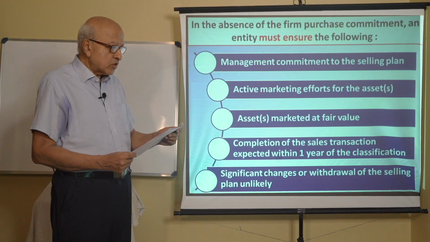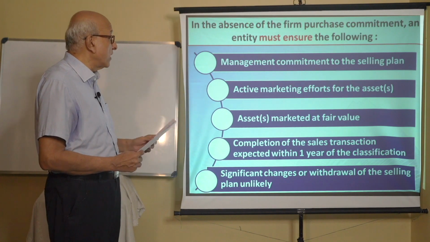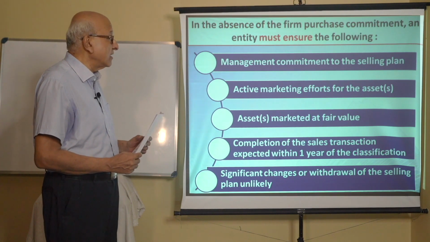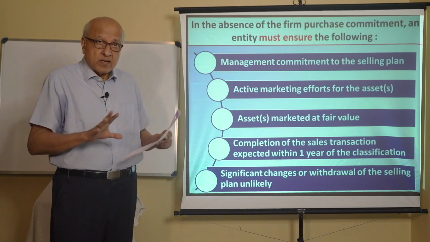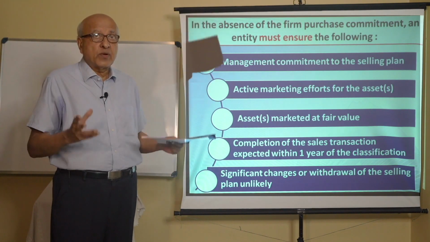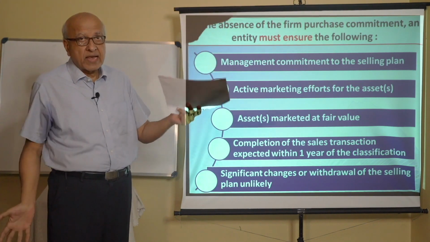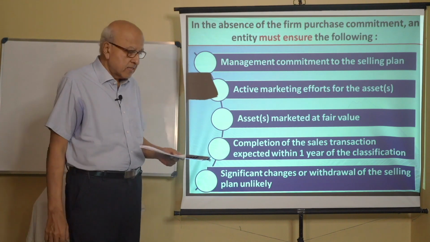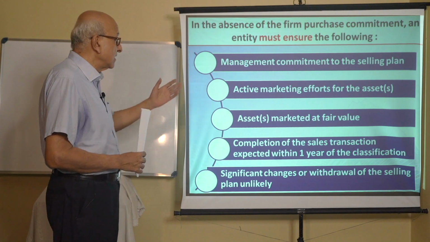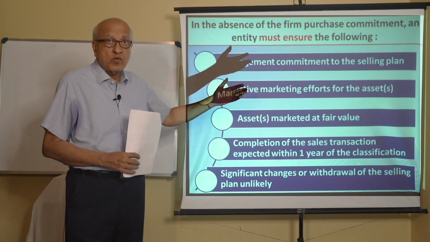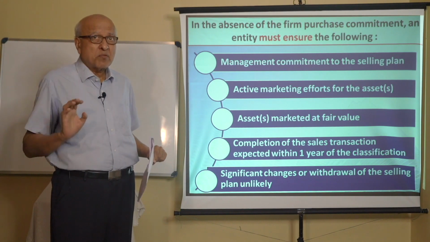In the absence of the firm purchase commitment, an entity must ensure the following: management commitment to the selling plan. Management should make an announcement, yes, this thing will be decided, this asset will not be used in the business, it is held for sale, maybe along with some related liabilities. Number 2, active marketing efforts for the assets. Otherwise, how will people come to know that these are for sale? The company has to get the maximum possible price.